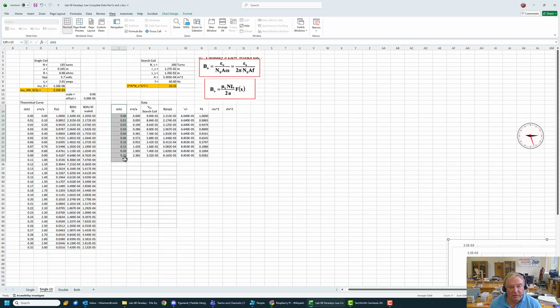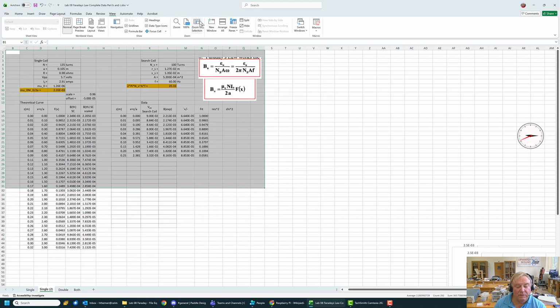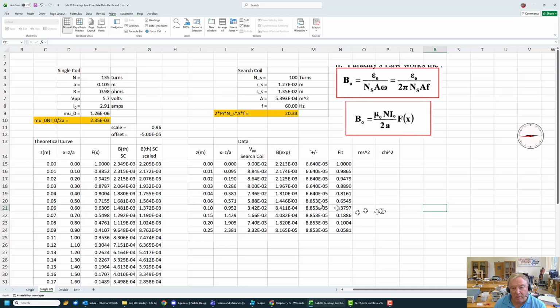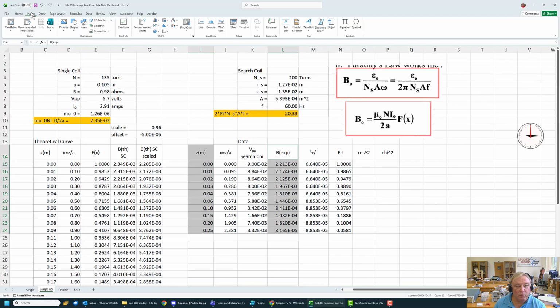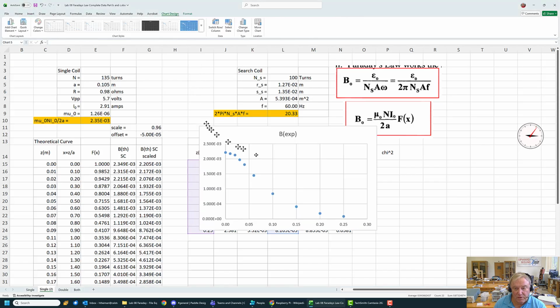Okay, so we got this, and we hold down a control key, and I suppose I should go ahead and zoom in. Of course, then I've got to make room for the graph, but we'll get there. Okay, so there, and hold down the control key for B experimental, and then we say insert, and we want a scatter plot, and there we go.